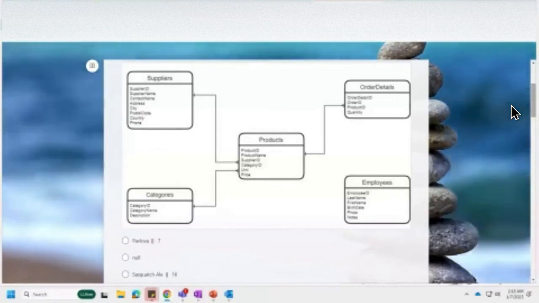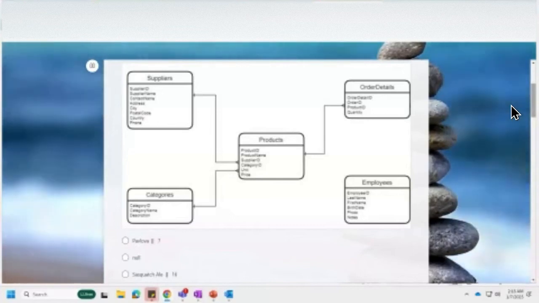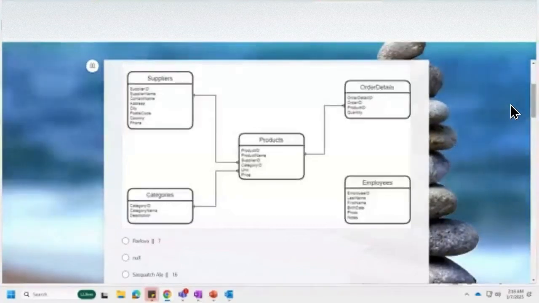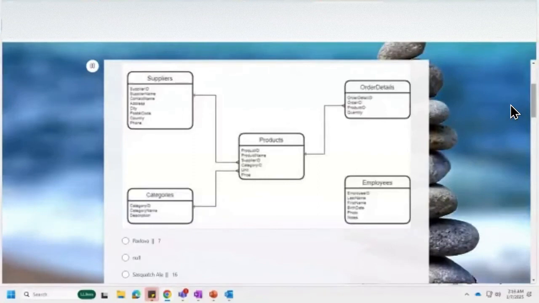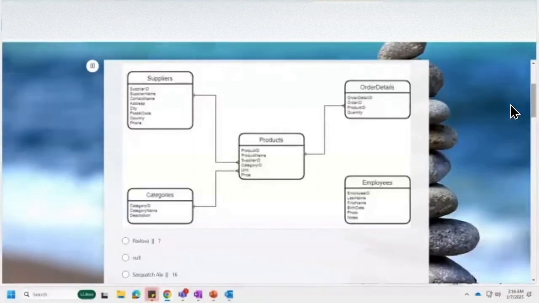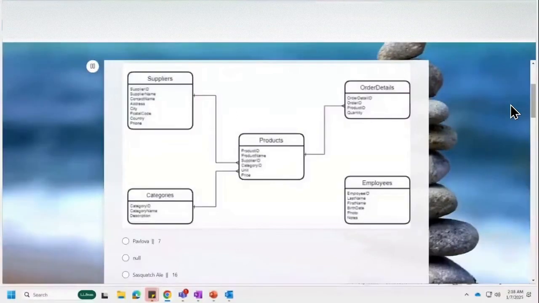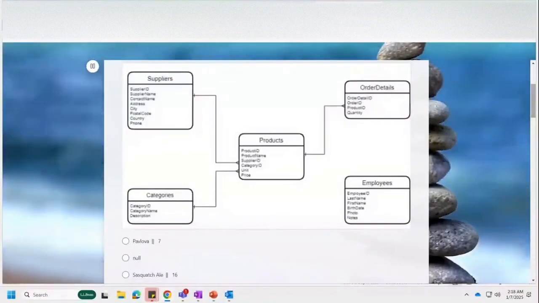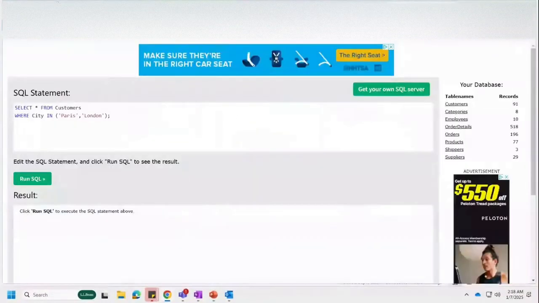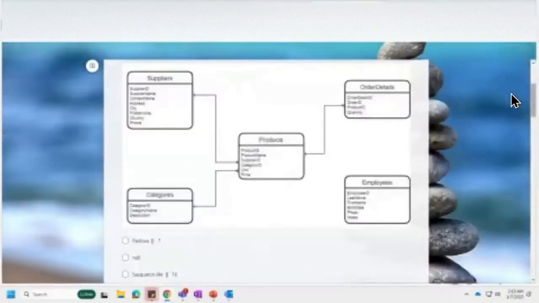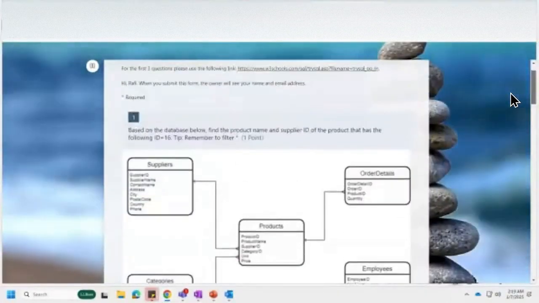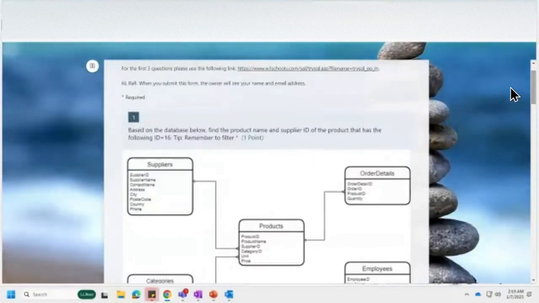Okay, based on the database, we find the product name and supplier ID of the product that has the following ID equal to 716. The database is here, the same one that you. What are the options for the first question?